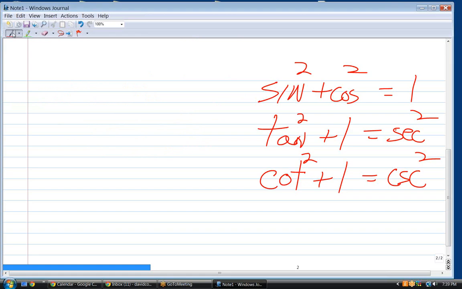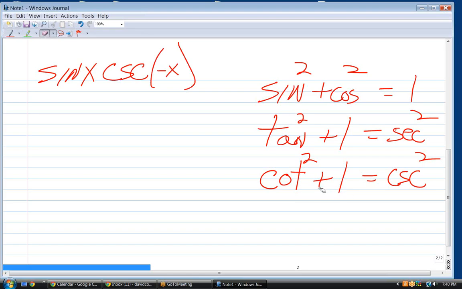Next one is, alright, this one is simplified to either 1 or negative 1. Okay? The first one is sine x times cosecant of negative x.